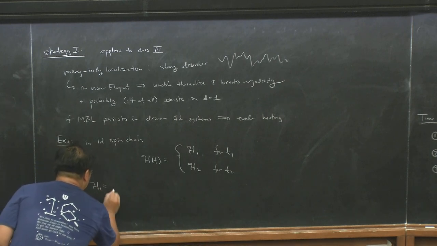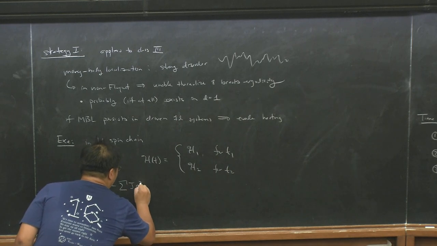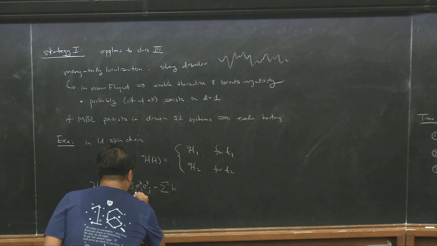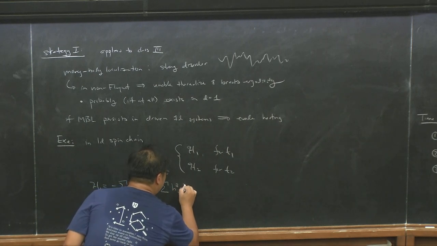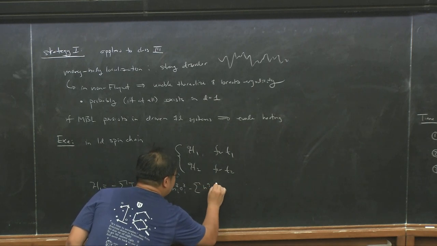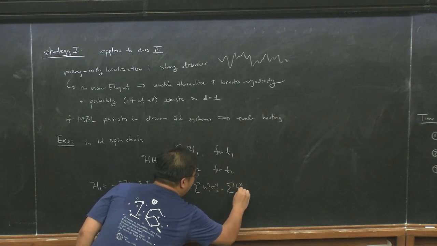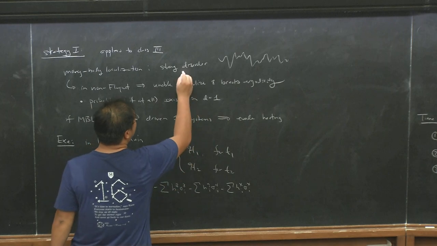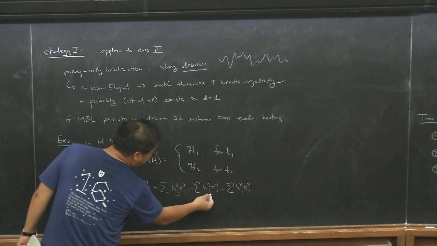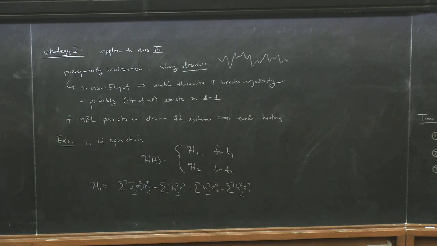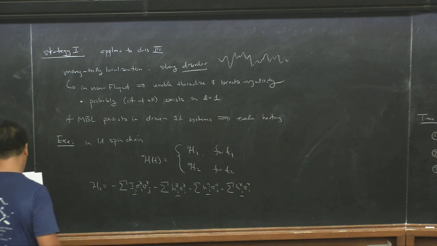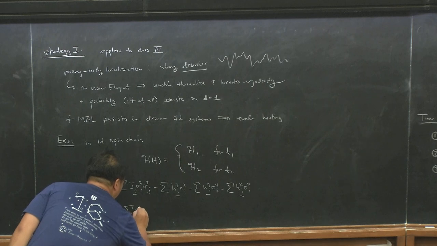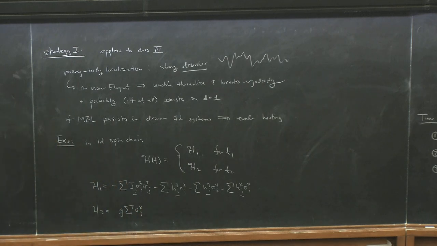And H1 we can take to be a very general Hamiltonian. It's nearest neighbor Ising interactions, and then some field in a random direction. I should make sure to put in disorder here: hZi sigma Zi, hYi sigma Yi, hXi sigma Xi. So again, we're in the MBL strategy, and the disorder is coming from the fact that there is a site index on all of the parameters. So those coefficients are drawn from some random distribution. Let's imagine H2 is equal to g, a uniform transverse field, sigma Xi.